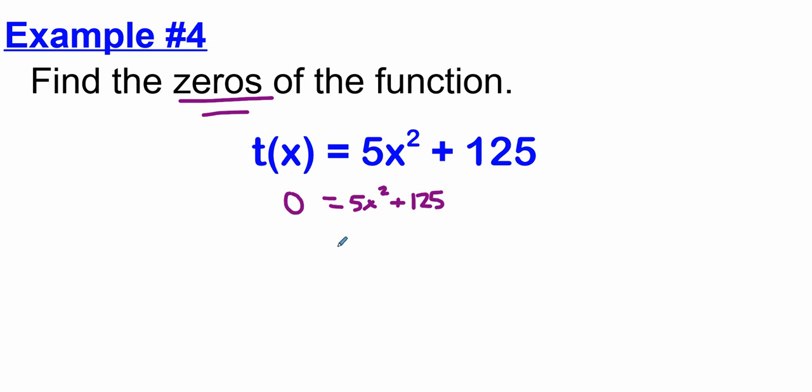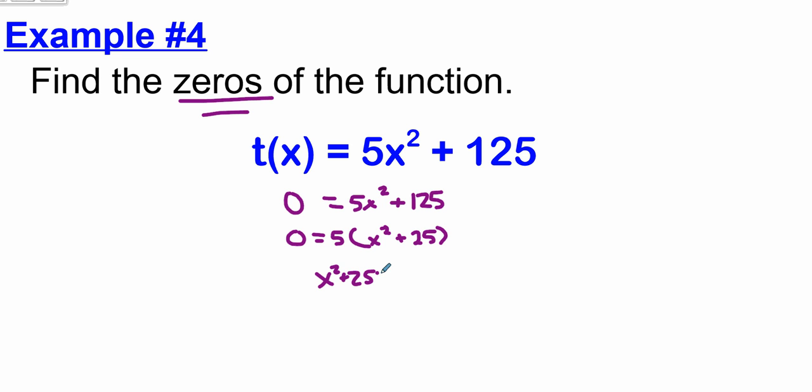So what I'm going to do is factor out the greatest common factor, which is a 5. What remains is an x squared plus 25. Now, unfortunately, with this one, we are not going to be able to factor this any farther. So I was hoping that we could use the zero product property, but in this case, that is not going to work.